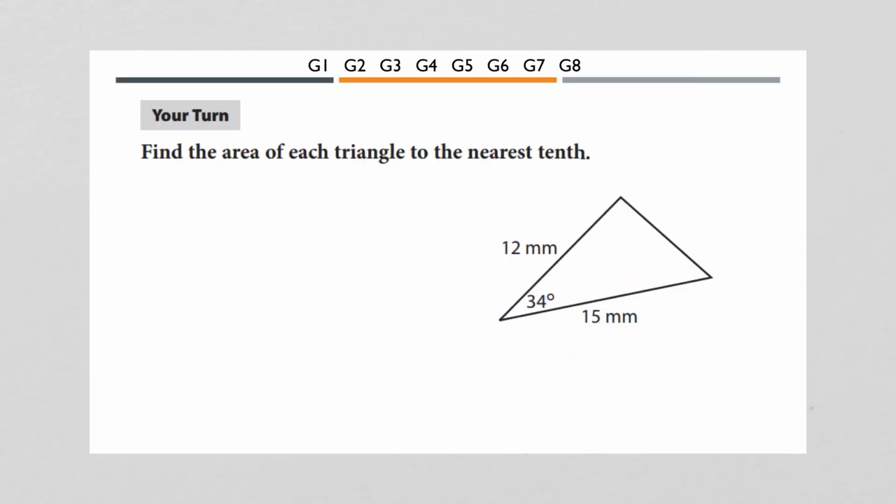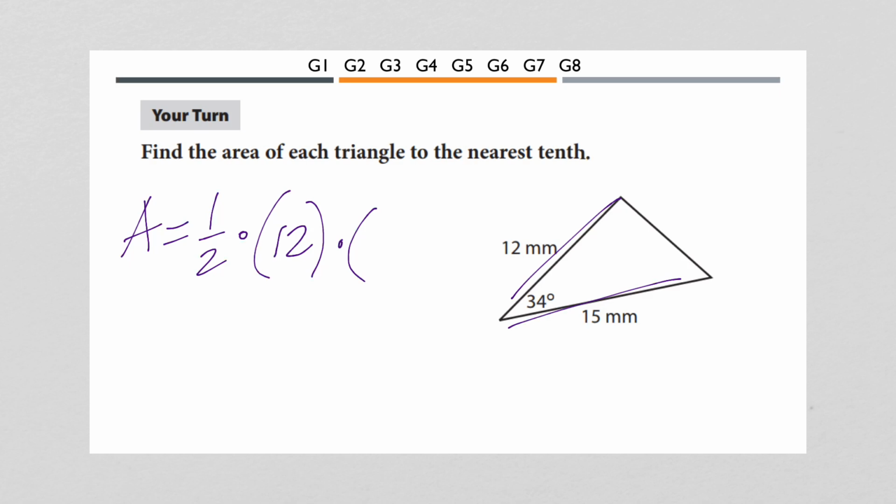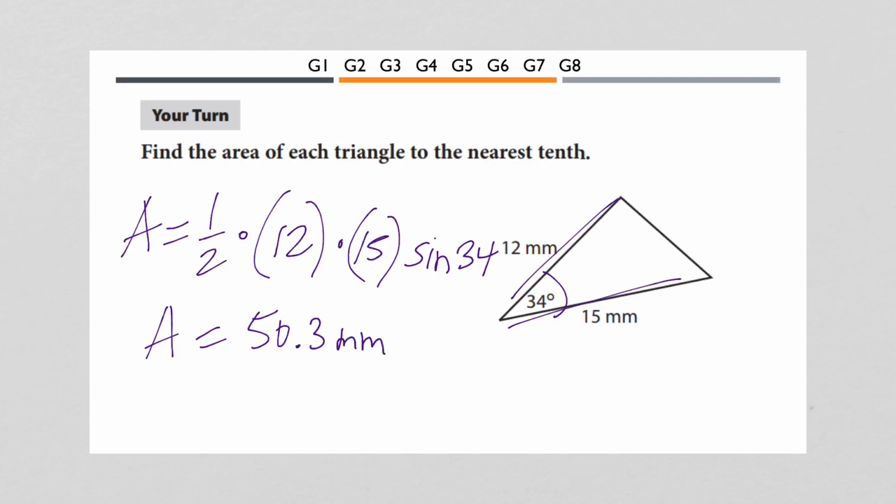Okay, you guys try this one, so pause the video here. Alright, so hopefully you guys got area is equal to 1/2 times 12 times 15 times sine of the included angle, which is 34 degrees. And if you type that into your calculator, you should have gotten 50.3, and this is millimeters squared.